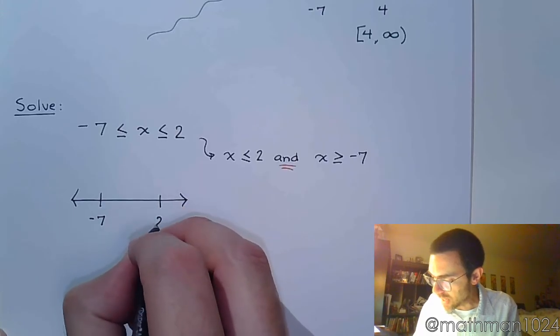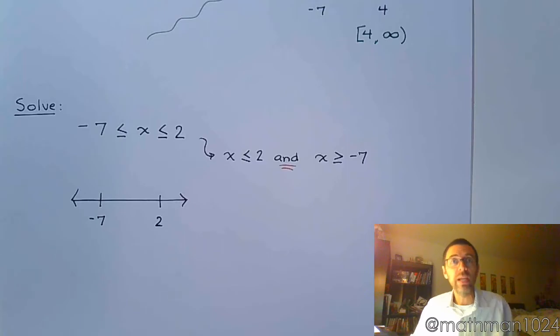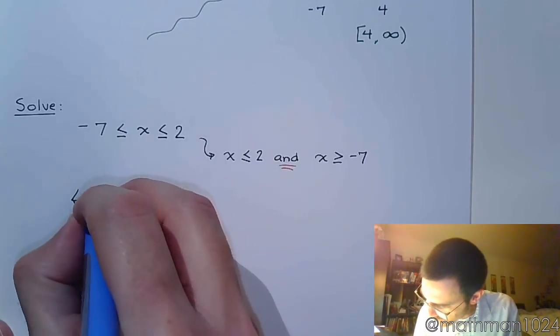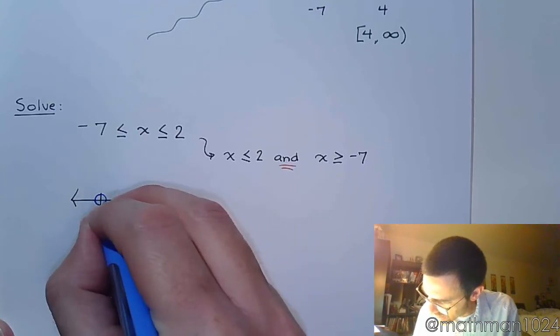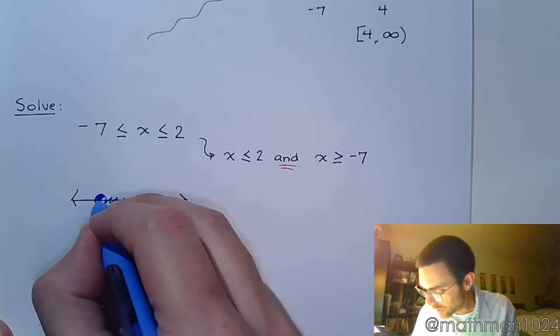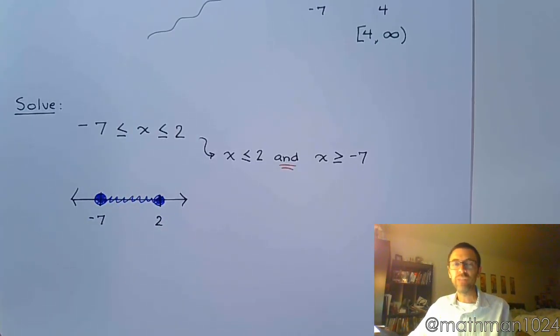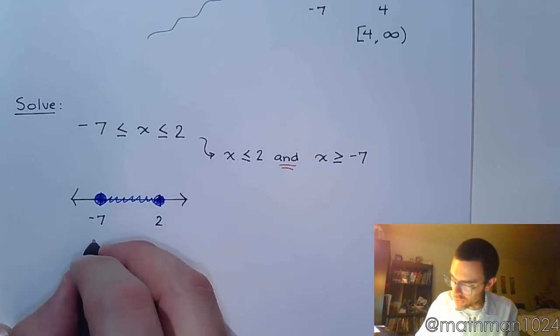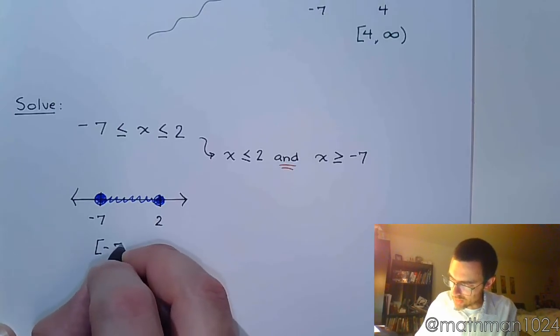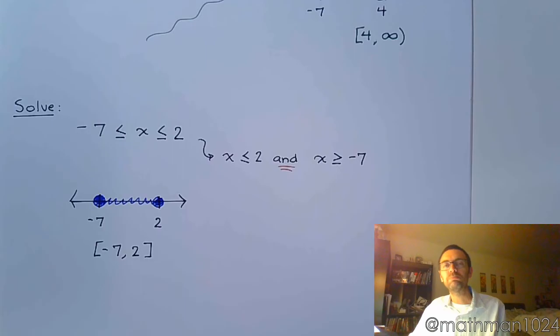Negative 7 and 2. Notice x is literally in between negative 7 and 2. And so that's what we say. We say that it's between negative 7 and 2, including negative 7 and including 2. That's really all we have to do for a problem like this. And then we describe this using interval notation. So bracket, negative 7 to 2, with a bracket.